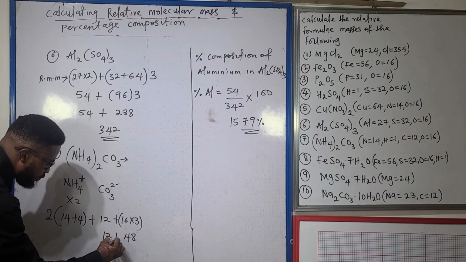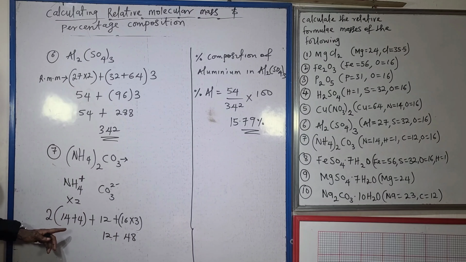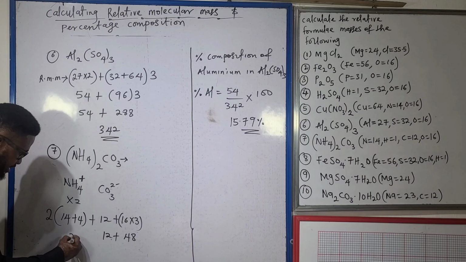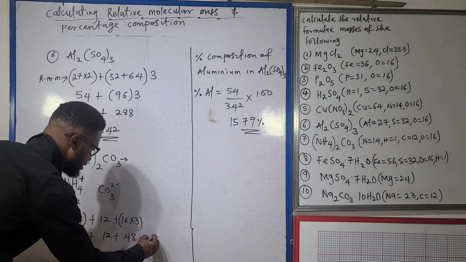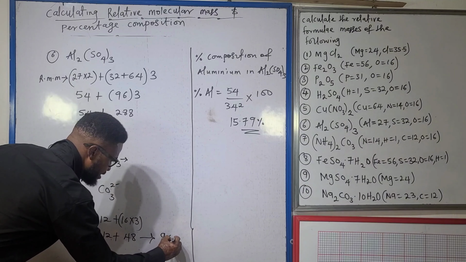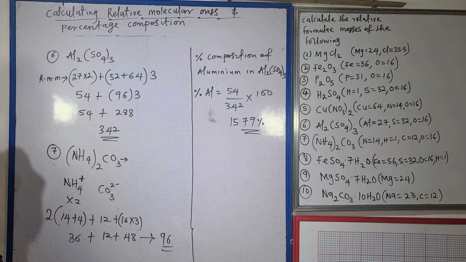And this is 12. 14 plus 4, that's 18. 18 times 2, that is 36. 36 plus 12, that's 48. 48 plus 48, that is 96. And that is our answer for that.